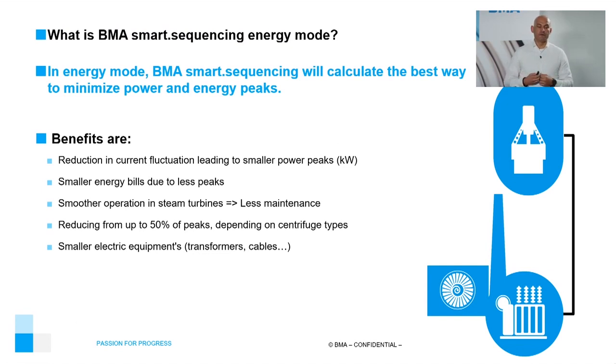Of course, we will have a smoother operation in the turbines. The turbines are the elements which are generating the electricity, and we will have, of course, less maintenance because of this smoother operation. The reduction of these peaks will be around 50%, depending on the centrifuges and the topology of your station. We have to say it. And the last of the benefits that we have in this energy mode from smart sequencing will be smaller electric equipment, for example transformers, the cables, and so on.